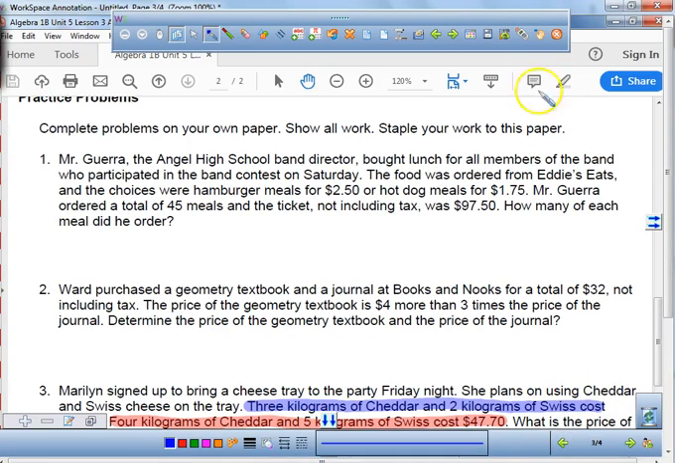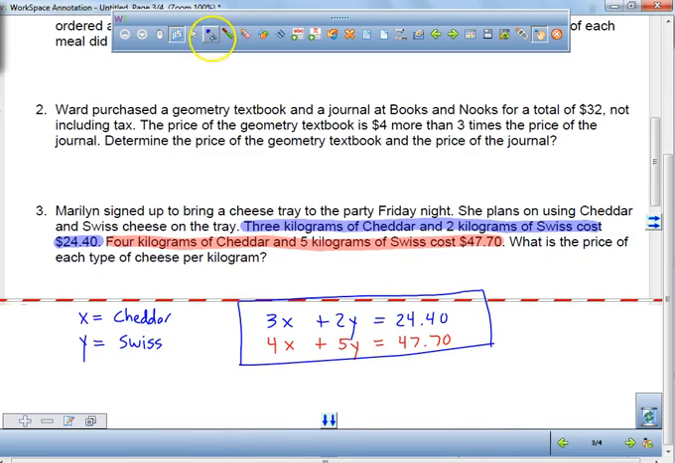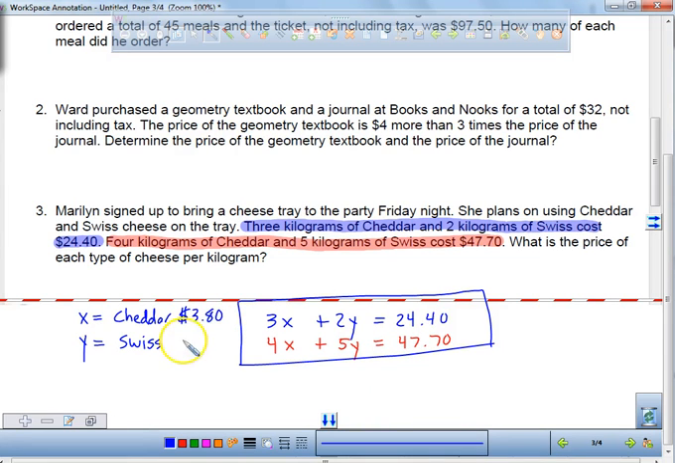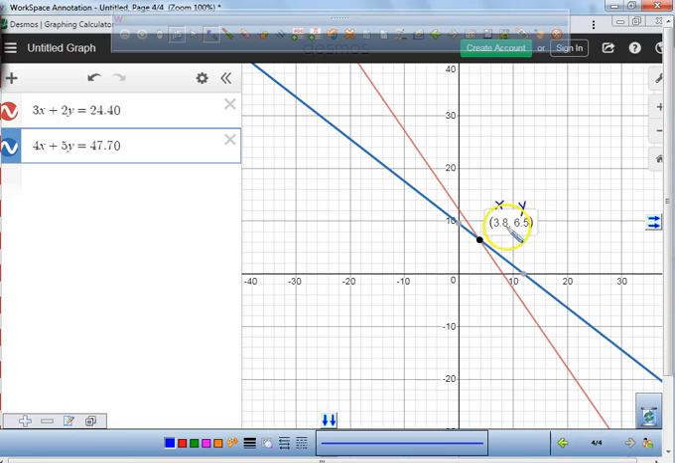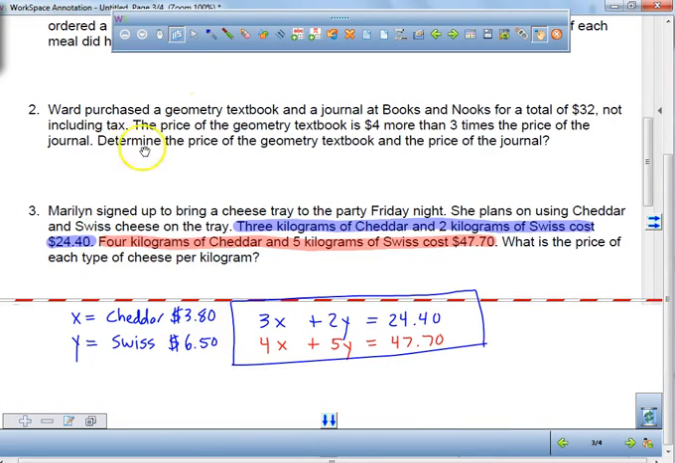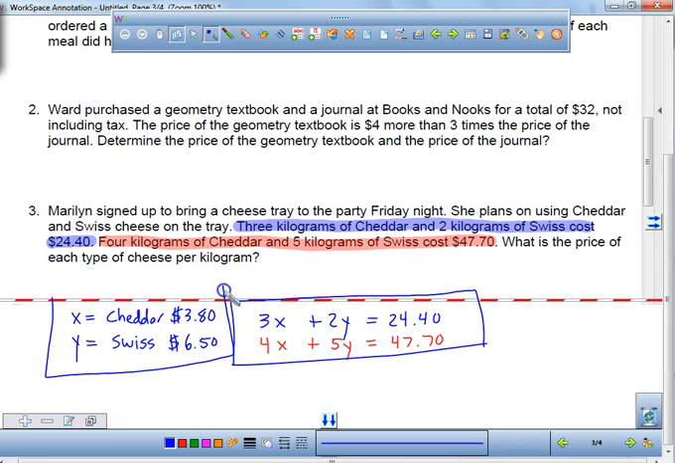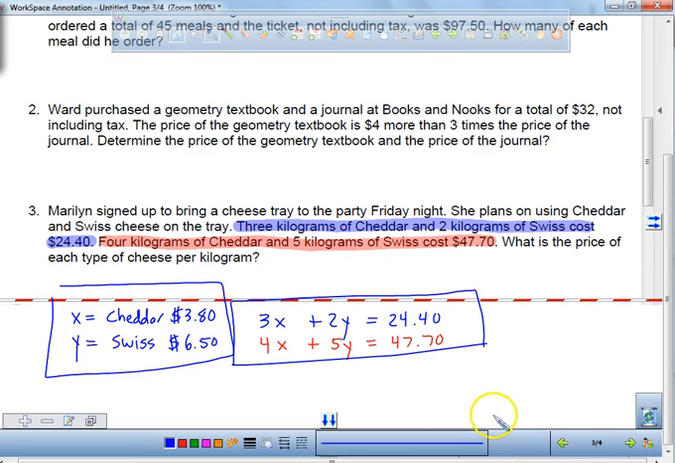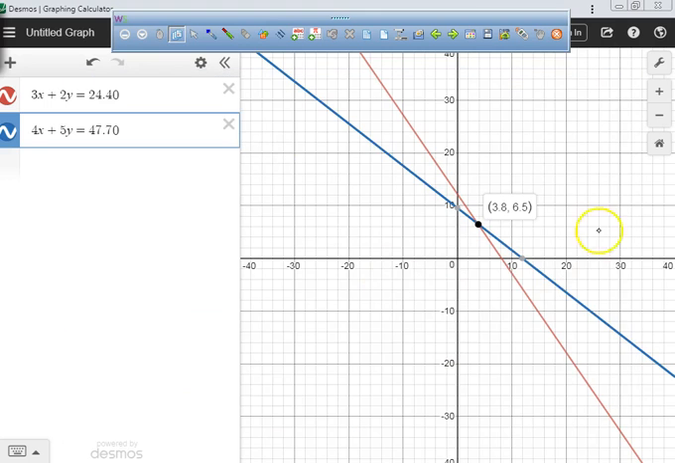So if we go back here, that means the cheddar cost $3.80 and the Swiss cost $6.50 per kilogram. Okay, so per kilogram, that's what 3.8 and 6.5 means. So that's going to be your answer right there. What's the price of each type of cheese per kilogram? That's the price, and that's the price. Got one more.